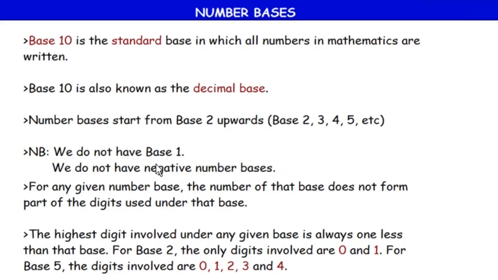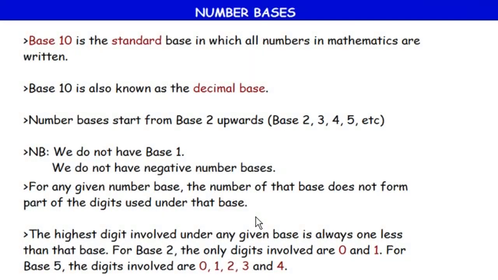So we have base 2, base 3, base 4, base 5. The least number base is base 2. We don't have base 1 and we don't have negative number bases as well. So it's from base 2 upwards. And for any given number base, the number of that base does not form part of the digits used under that base. That is one important point to note as far as number bases is concerned.